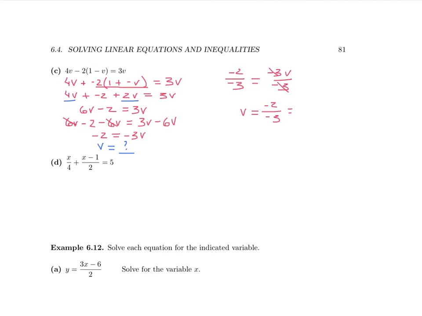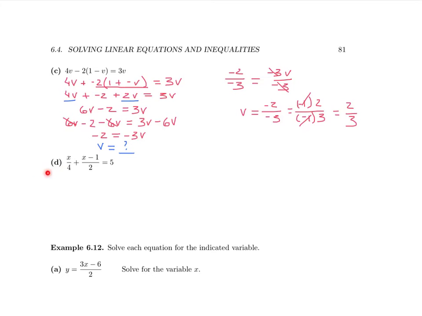Now, this fraction can be simplified a bit. Negative 2 is negative 1 times 2, and negative 3 is negative 1 times 3. And notice those negative ones can cancel, and you're left with 2/3.